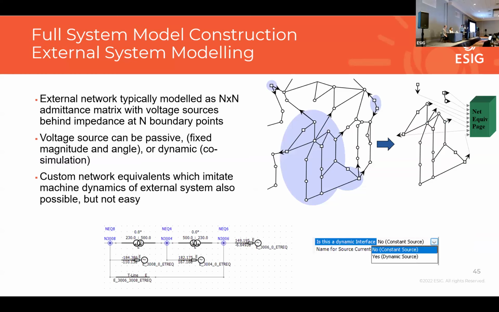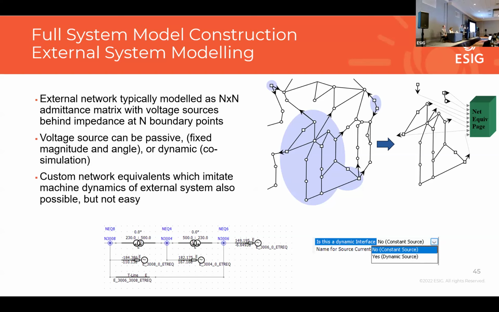A few notes on external system modeling. We've talked a lot about what goes inside of that circle. Now let's talk a little bit about what might go on the outside of that circle to represent the external system. Let's say, for example, we have this area in blue that we want to model in EMT. Then we would tell a conversion tool that these are the buses we want to include in our EMT simulation. It says, great, that sounds good.